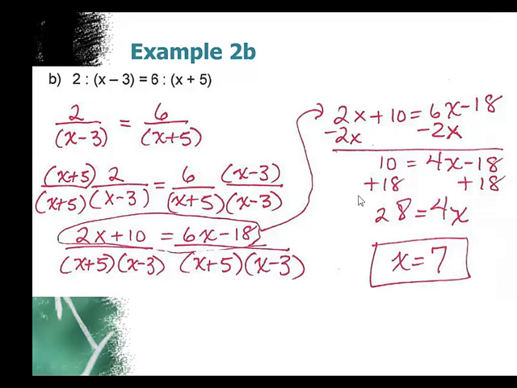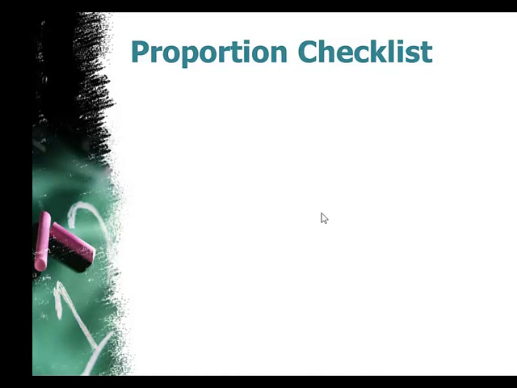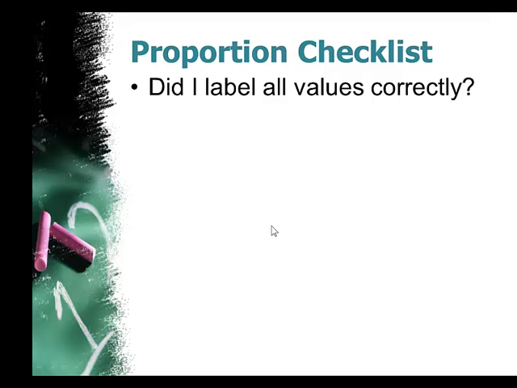Now, how do you know if you are doing your proportions properly? So here's a little checklist. Did you label all of the values correctly? So, you know, miles are with miles, hours are with hours. Do the labels match? So do the miles match with miles either horizontally or vertically? You can decide which way you want to go.